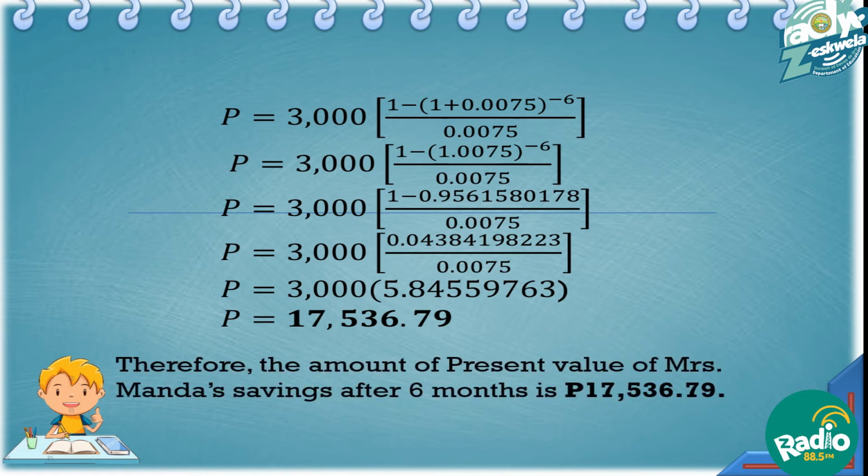And P is equal to 17,536.79. Therefore, we can say that the amount of the present value of Mrs. Manda's savings after 6 months is 17,536.79.